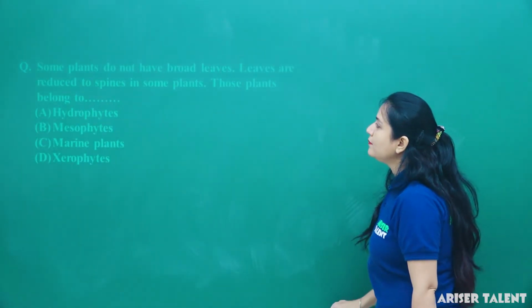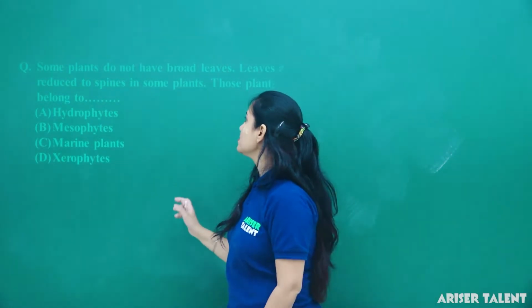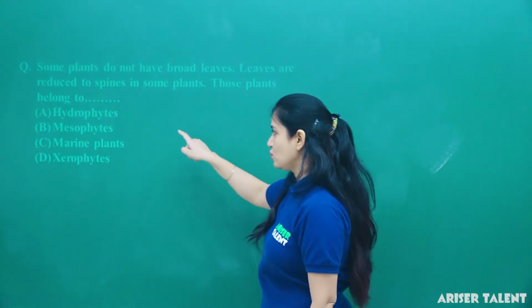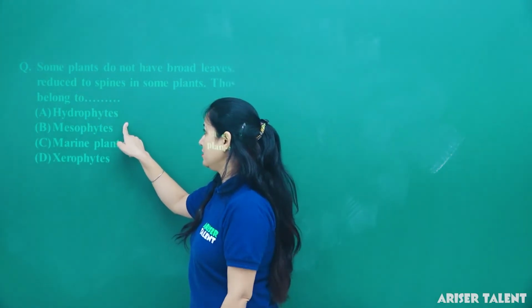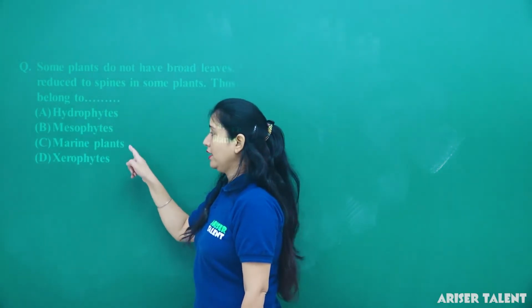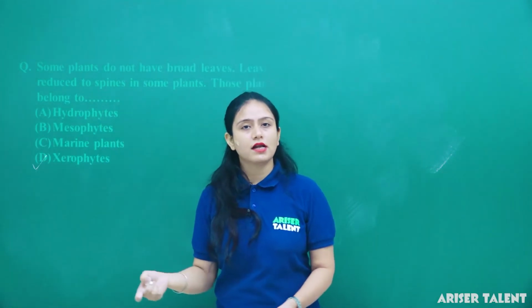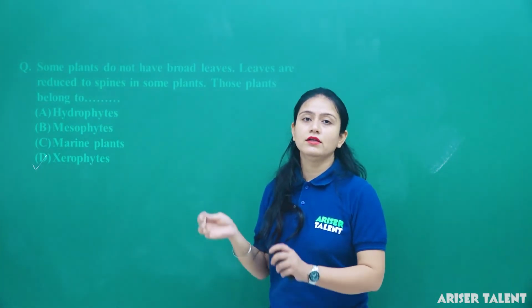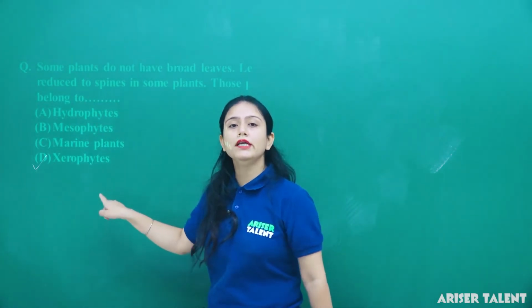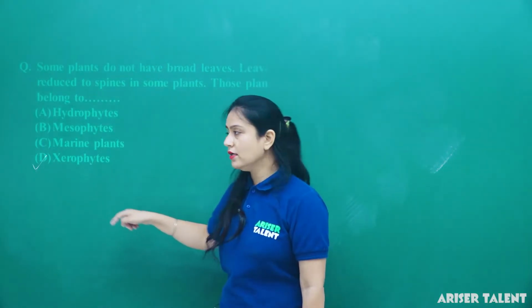Next: some plants do not have broad leaves. Leaves are reduced to spines in some plants. Do those plants belong to hydrophytes? No, because they are present in the water. They do not need to reduce their leaves into spines. Mesophytes, no. Marine, again no, because they are present again in water. Xerophytes, yes, because they are present in areas where there is a scarcity of water, and there, to reduce the loss of water, the leaves are converted into spines. So the answer is xerophyte. Clear? Option D.